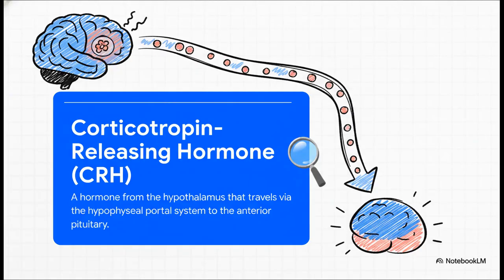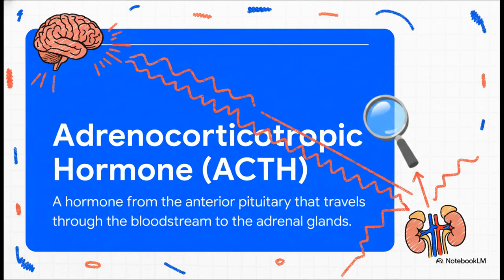Everything begins with corticotropin-releasing hormone, or CRH. The hypothalamus squirts this out, and it travels through a special, dedicated bit of plumbing, the hypophyseal portal system, to get its instructions straight to the anterior pituitary. And this portal system is absolutely key because it makes sure the signal is delivered super fast and in a really high concentration.